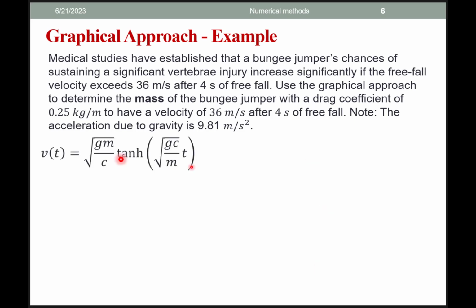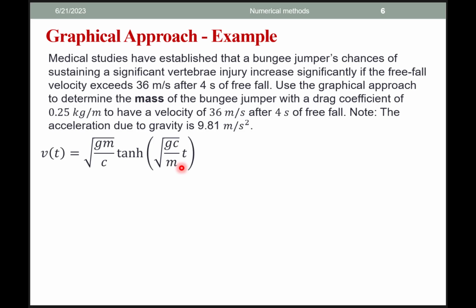So in the previous lecture, we looked at this expression, which was the solution to the differential equation that we had, for someone who's falling from the sky, with a parachute or just a free falling person. So we have this expression. It has the velocity, it has gravity, it has the mass, it has the drag coefficient, and it has time. How do you think we can use this expression to find the root, where the root would be the mass when the velocity is 36 meters per second? How do you think we can use this expression?